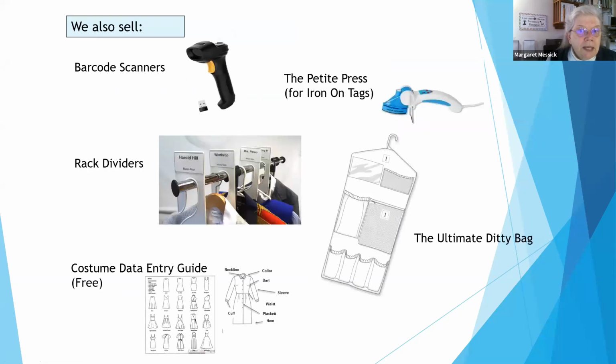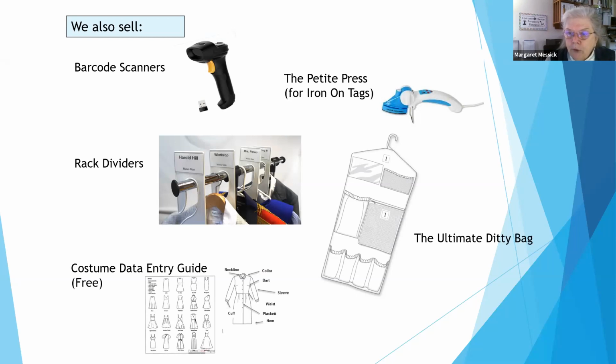We also sell barcode scanners, a little petite press, which is used for the iron-on tags, rack dividers, the ultimate ditty bag, and we have a costume data entry guide, which is free. It's a free PDF you can download at any time and print out, especially for students and volunteers who may not know how to identify a costume. How do I identify this dress? Is it just a dress, or is it an A-line dress? Is it a shirtwaist dress? And that sort of thing. So it has some guidelines in there to help you get better data entered for your items.